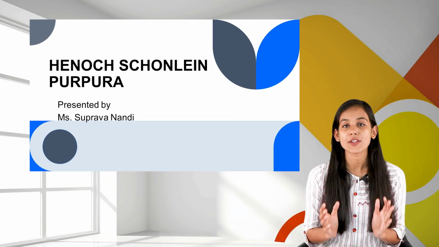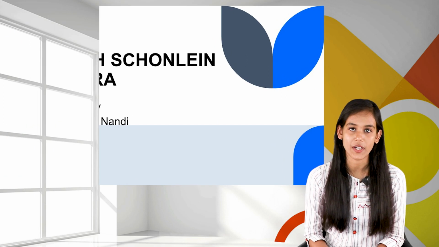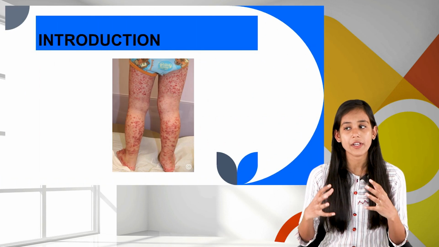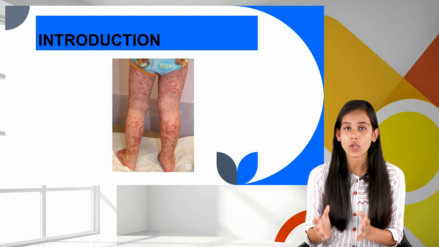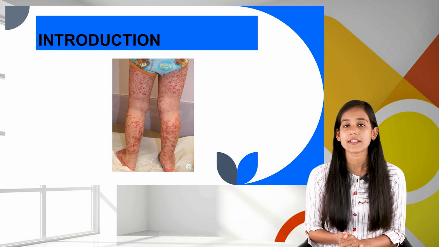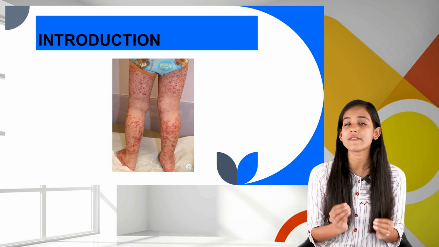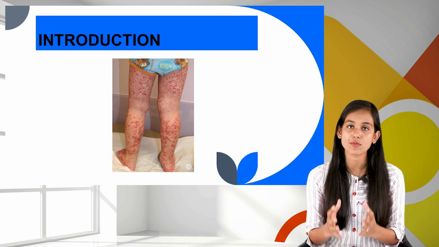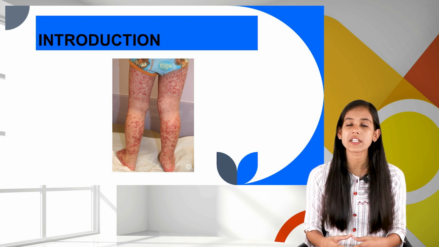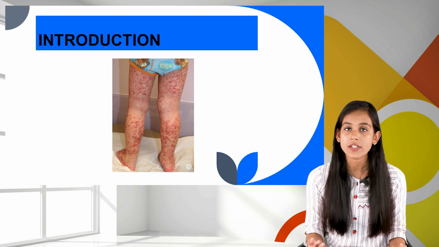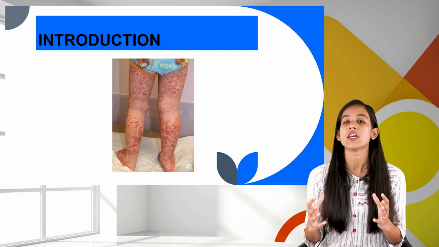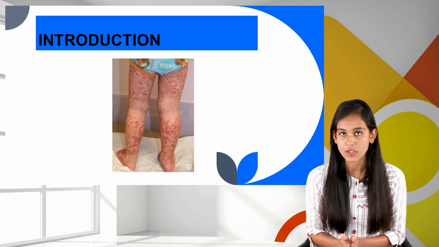In today's session, we will be discussing Henoch Schonlein Purpura. Henoch Schonlein Purpura belongs to the group of non-granulomatous, predominantly small vessel vasculitis. So it majorly affects these small vessels, and here there will be non-granulomatous vasculitis. Also, it majorly involves the post-capillary venules.